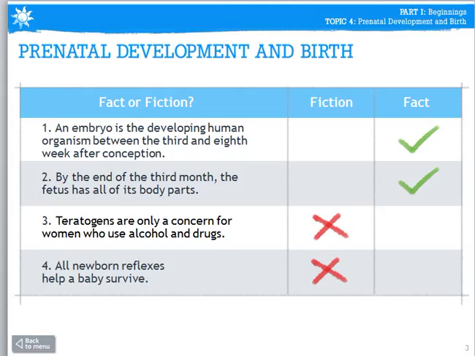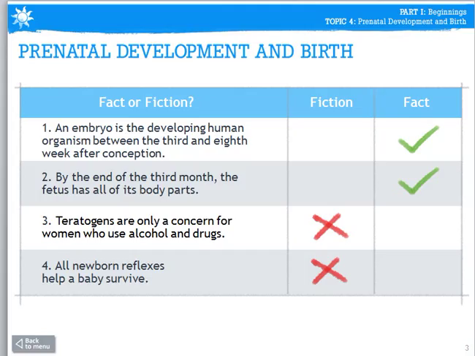An embryo is a developing human organism between the 3rd and 8th week after conception. That is in fact true. By the end of the 3rd month, the fetus has all of its body parts. Yes, it does. At the end of the 1st trimester, a fetus has all of its body parts.